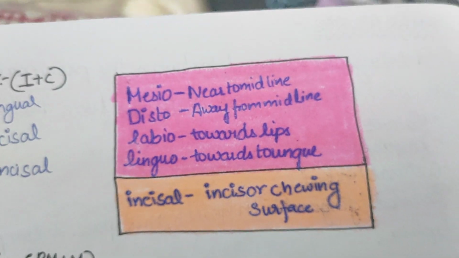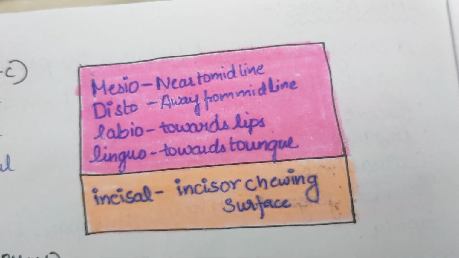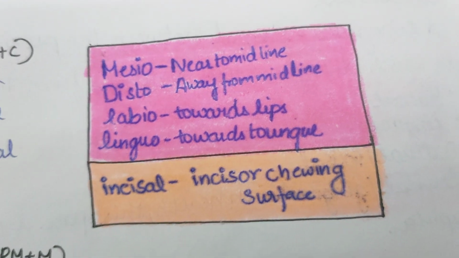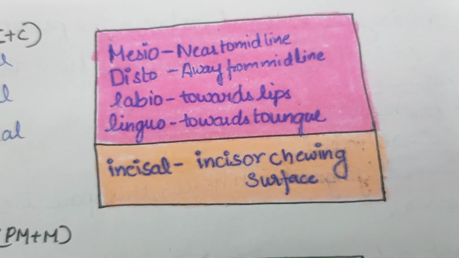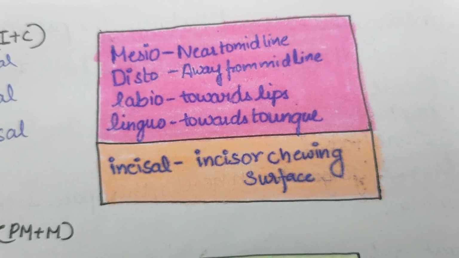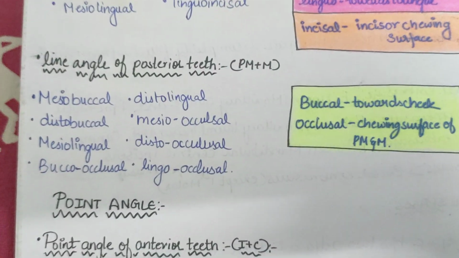Terms like mesio means near to the midline, disto means away from the midline, labio means towards the lip, linguo means towards the tongue, and here incisal is known as the incisor chewing surface.